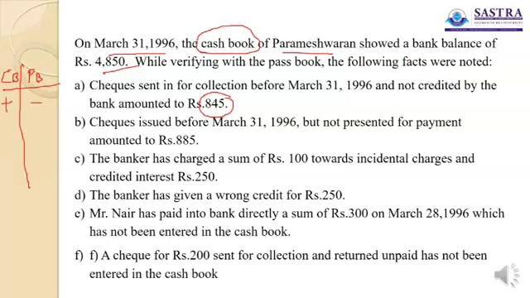Until March 31, 1996, the transactions are to be taken into account for the comparison. And checks sent in for collection might have been entered as a receipt in the cash book, which has not yet been credited by the bank, keeps the passbook's balance lesser. The second item is checks issued before March 31, 1996, but not presented for payment, amounting to rupees 885. Understand this? Checks issued before March 31, 1996 might have been entered as a payment in the cash book and it keeps the cash book's balance minus.